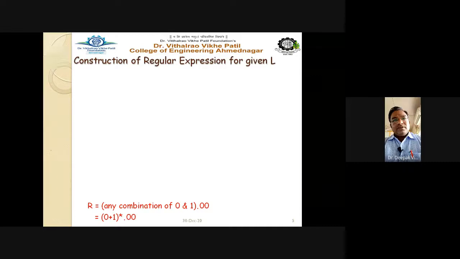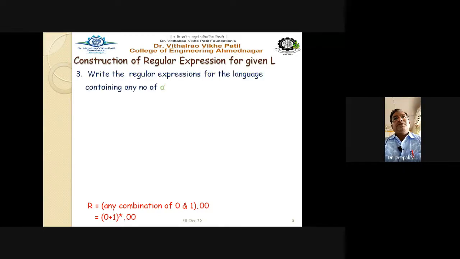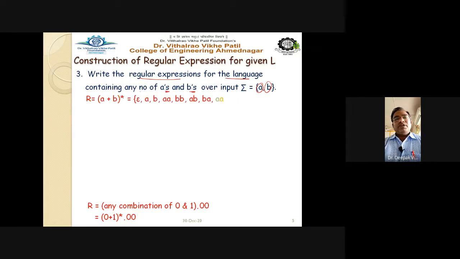This is the next example. Third example: write the regular expression for the language containing any number of a's and b's over input sigma equal to a comma b. So here now input consists of two letters, a comma b. Input has two letters a comma b, and we have to write the regular expression for the language containing the strings having any number of a and any number of b. So this can be written R equal to (a plus b). So any number of a and any number of b means (a plus b). So you have to write the expression like this: a plus b means you have the two input alphabet, that is a or b.